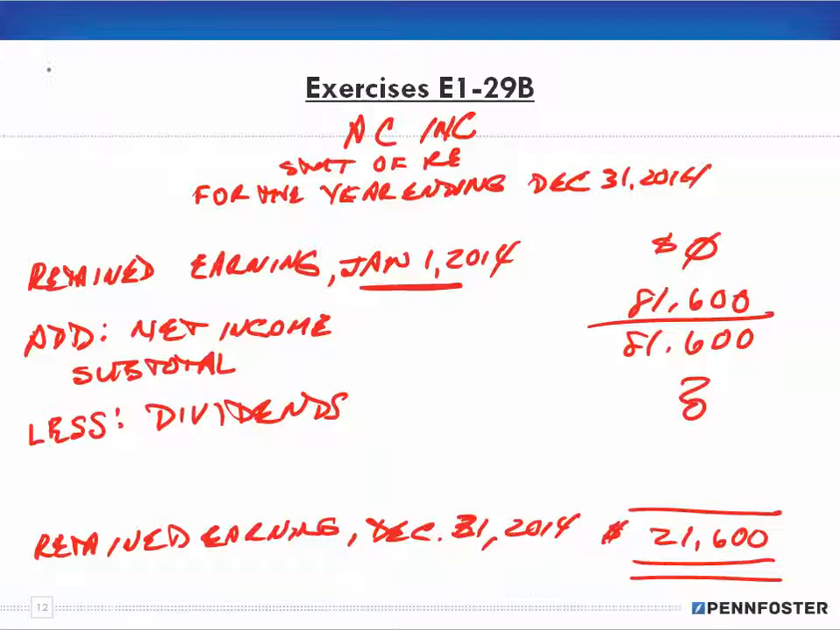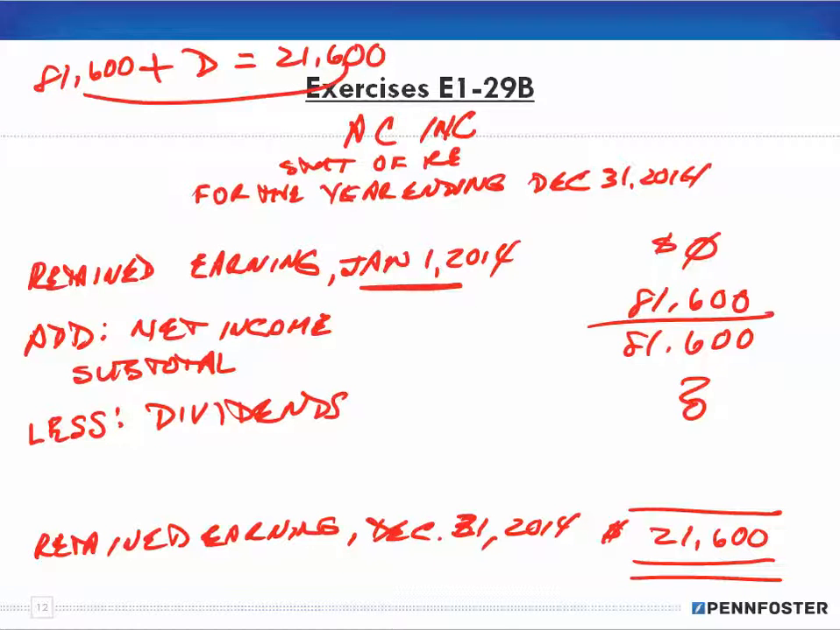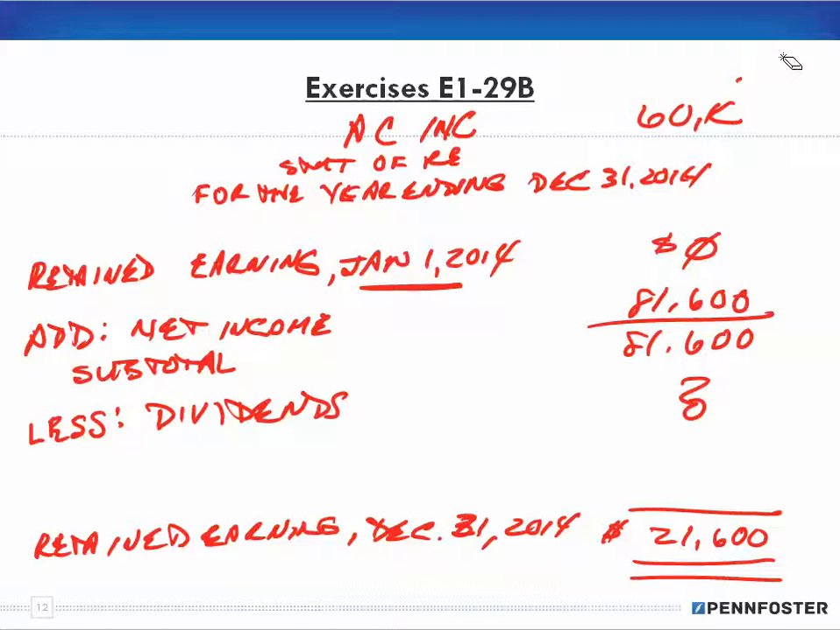So if I have 81,600 as my subtotal plus whatever my dividends were is equal to 21,600, how do we figure out how much the dividends are? Well, we move the 81,600 across the equal sign. So we have 21,600 minus 81,600, which equals negative 60,000. So we know that the dividends that we paid out were 60,000. And I'm going to write that as a positive number here.